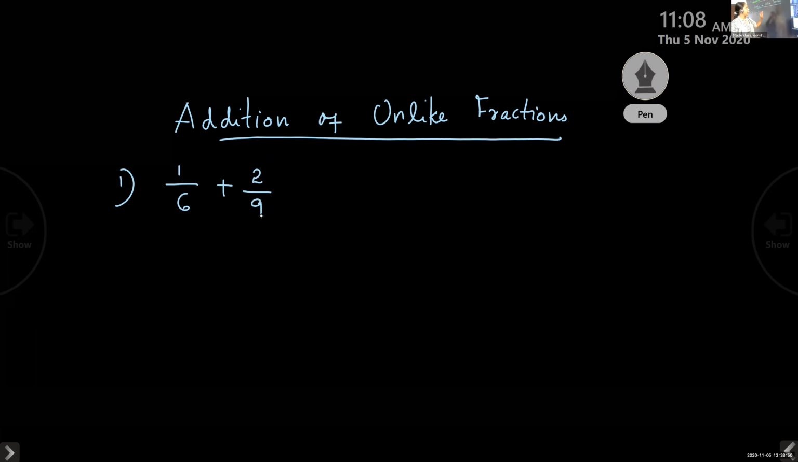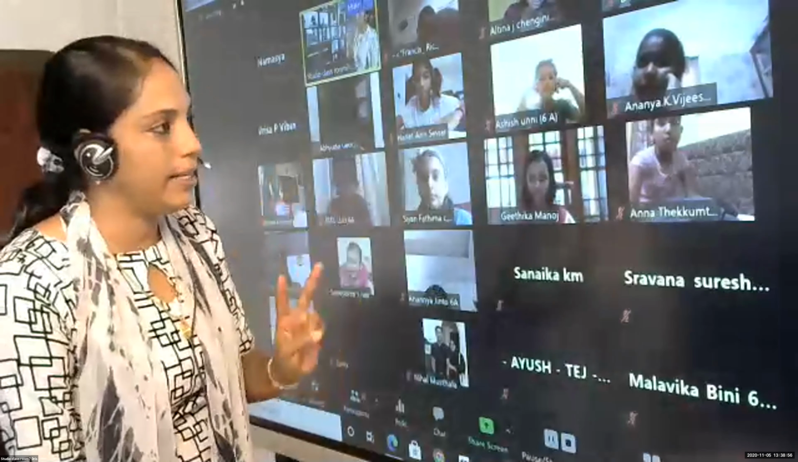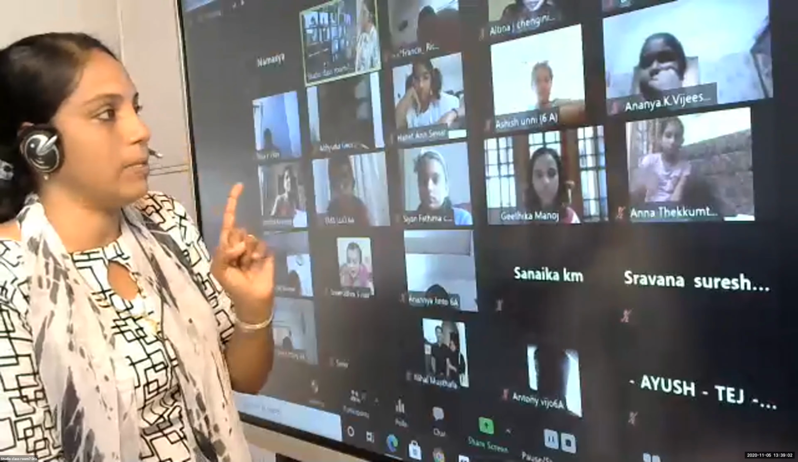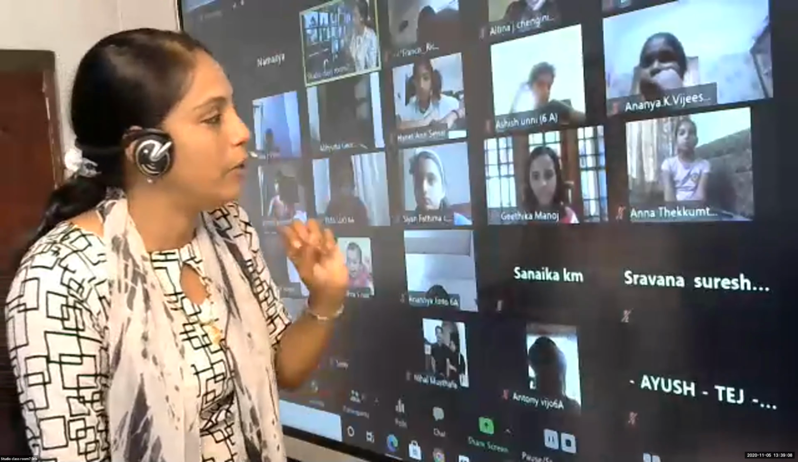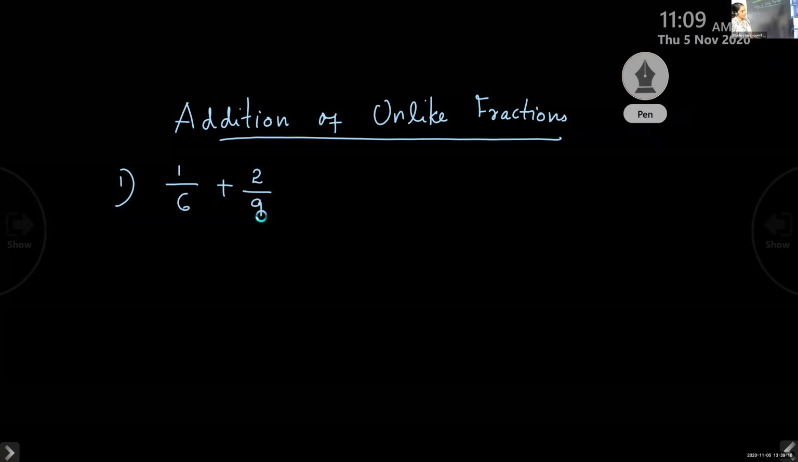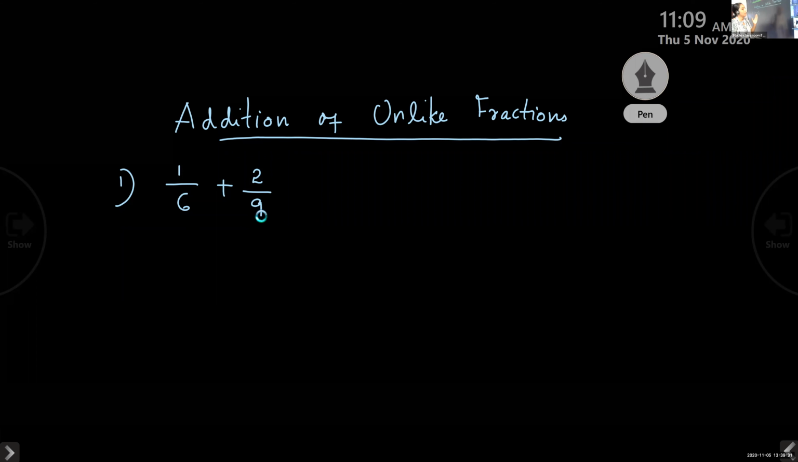Listen. When you get two fractions for addition or subtraction, it is a step-by-step process. First step is to look at the denominators carefully. What are the denominators? 6 and 9. So you have to ask yourself whether these denominators are the same. No, ma'am, they are different. These are not the same.